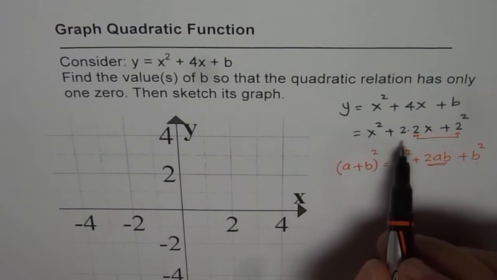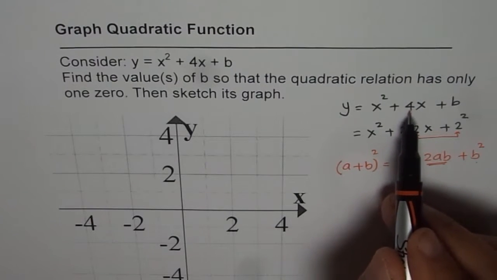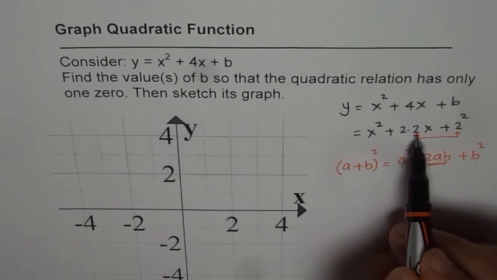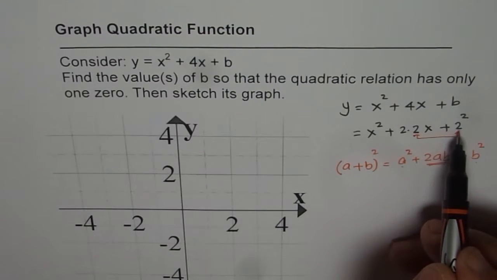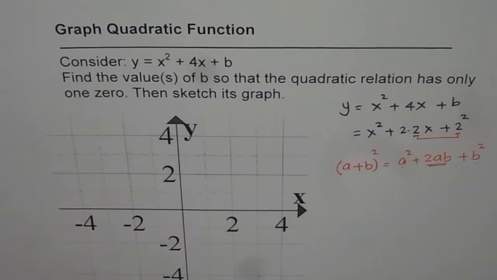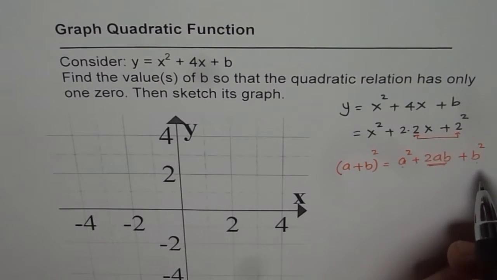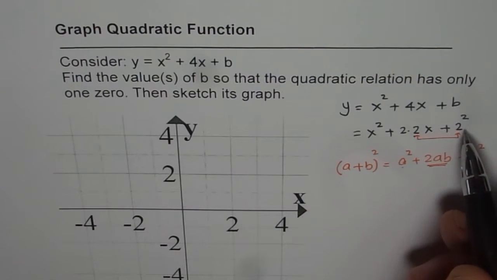So what we wrote here is the center term was split 2 times 2. 2 times what? And that what is b, I mean square root of b. So square of that number gives us the positive value of b, right? So this value b should be equal to 4. So that is what it is.